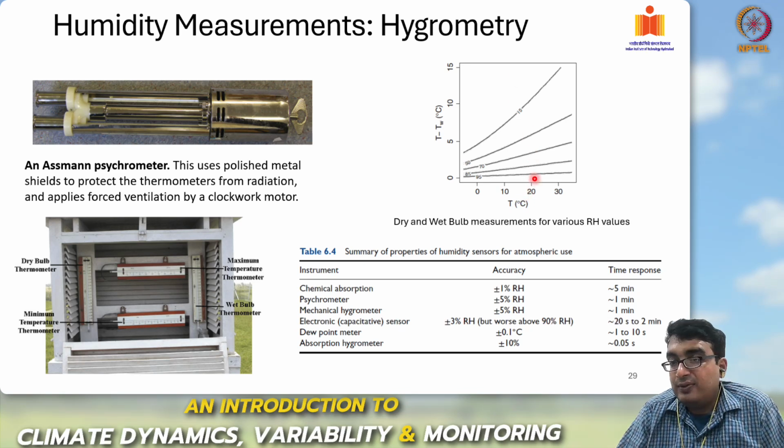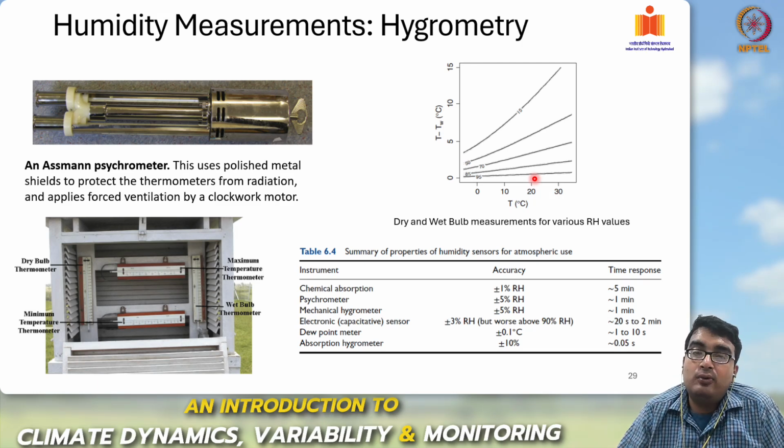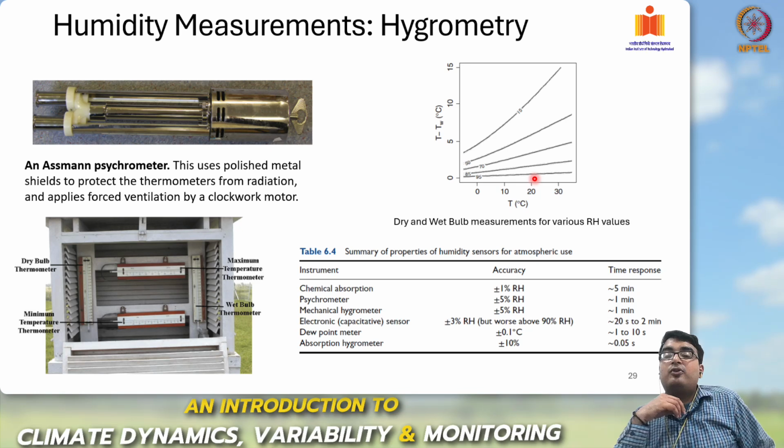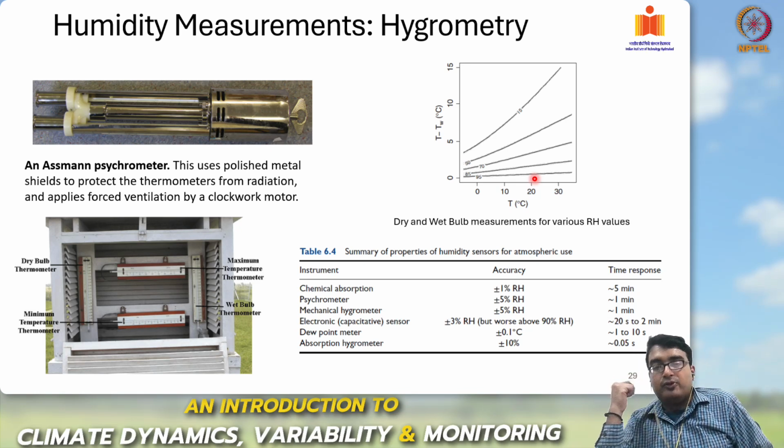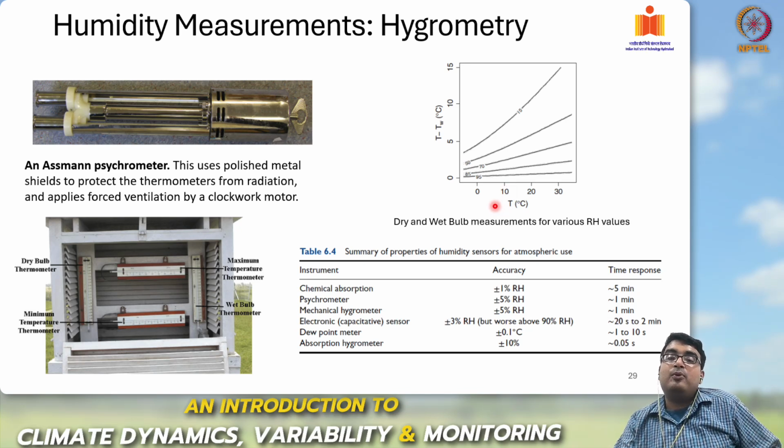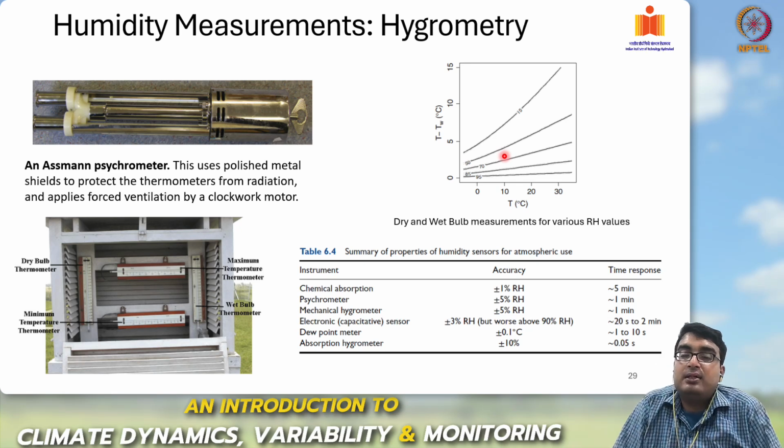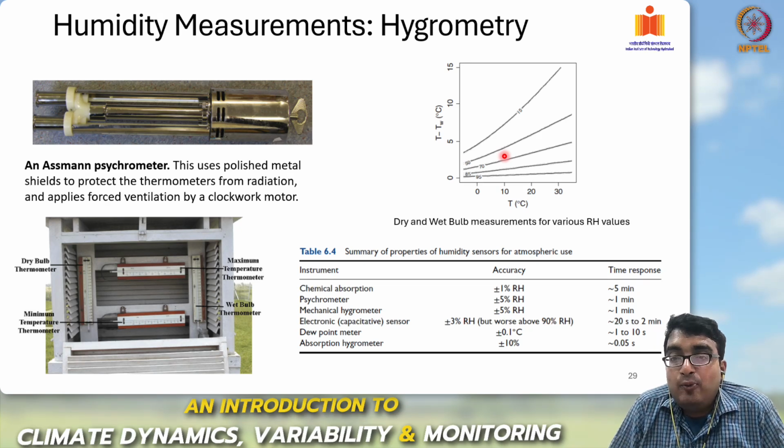So, these curves can help you evaluate the relative humidity value given the measurement of the dry bulb and the wet bulb temperature. So, suppose you say that your dry bulb temperature is 10 and the difference between dry bulb and wet bulb temperature is around 3. So, 3 and 10, it's around 60% relative humidity. That is how these curves can be used to evaluate the relative humidity of air.